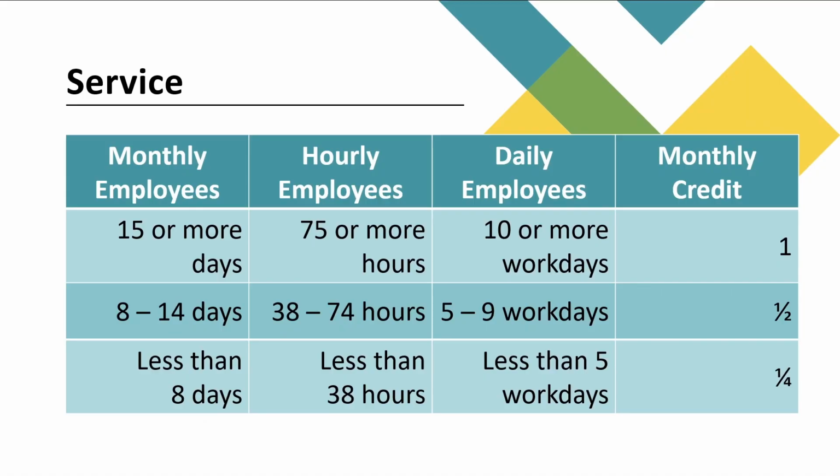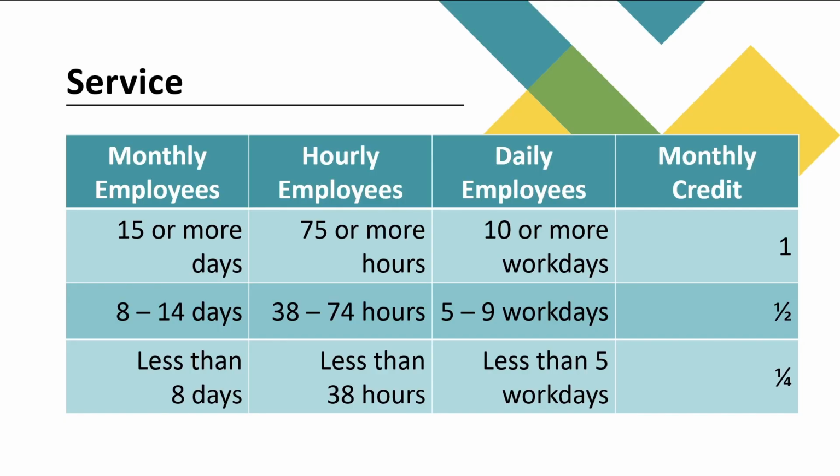When granting service credit, this is how we appropriate service credit. For monthly employees, they have to work 15 or more days. They get a full month service credit. Anywhere between 8 and 14, they are granted a half month. 8 days or less, or I should say less than 8 days, they are granted a quarter month.